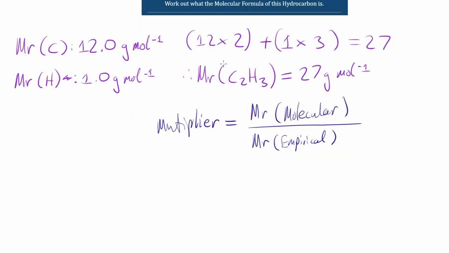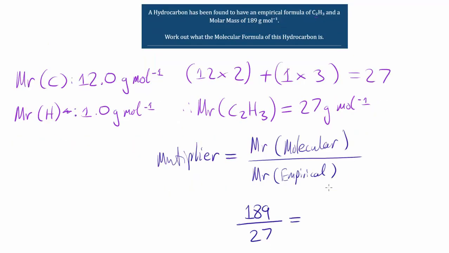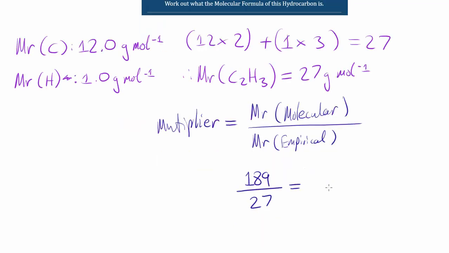Now, if we do that, in this question, we're going to have 189 divided by 27, right? And that is going to be, well, if you have a go, see what you get, but that is going to give us 7, okay?